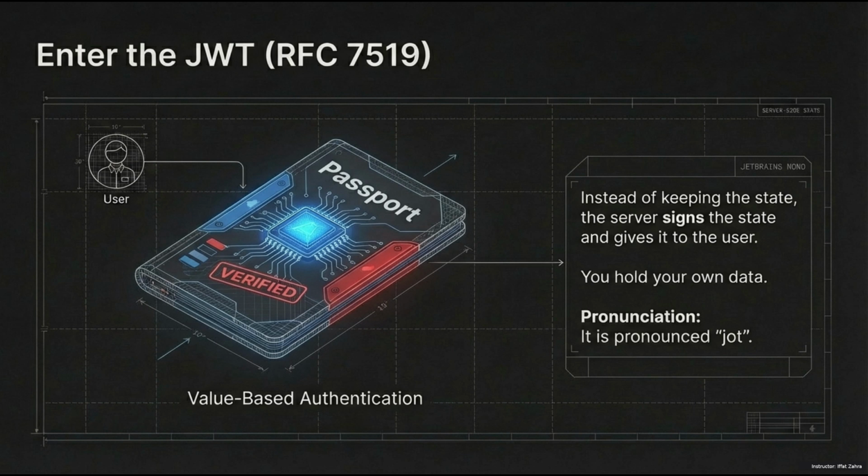So what exactly is a JWT? Well, instead of the server holding onto your info and just giving you a little reference number, it actually packages up your data, like your user ID and what you're allowed to do, into this small portable object. Then it cryptographically signs it to prove it's legit and just hands the whole thing back to you.